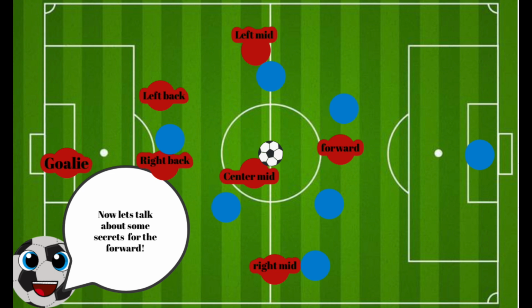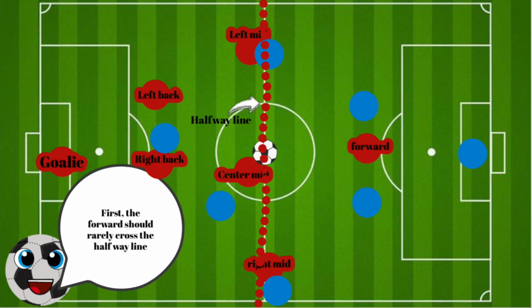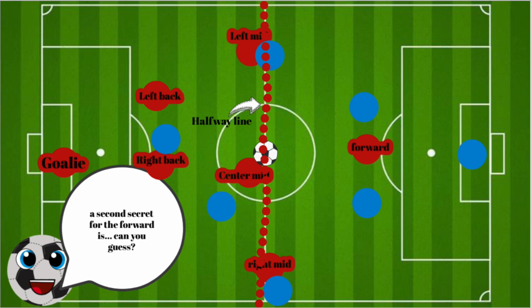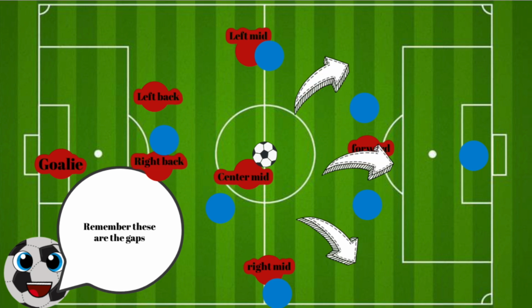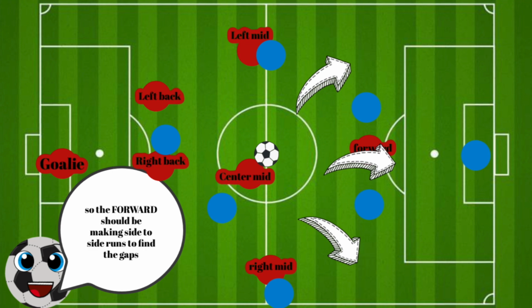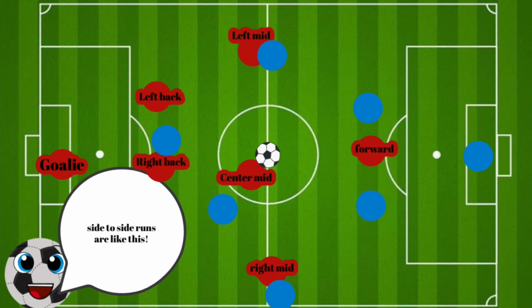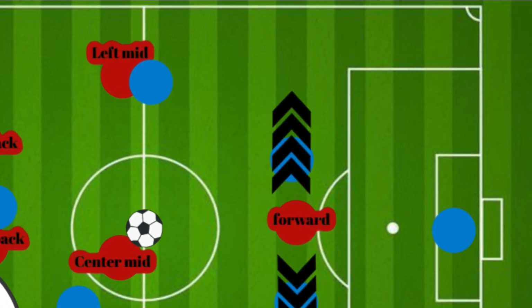Now let's talk about some secrets for the forward. First, the forward should rarely cross the halfway line. A second secret for the forward is, can you guess? Find the gaps so your teammates can play you into the space. Remember, these are gaps. So the forward should be making side-to-side runs to find these gaps. Side-to-side runs look like this, running this way or that way.